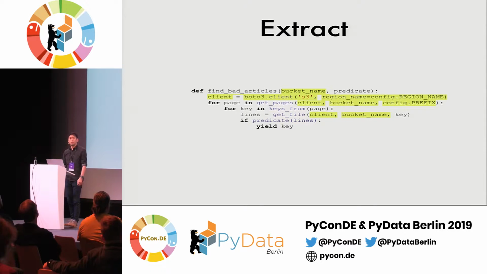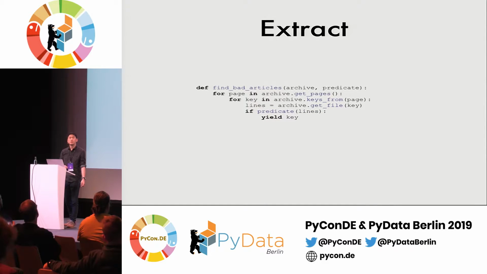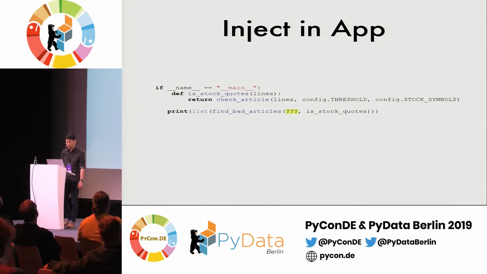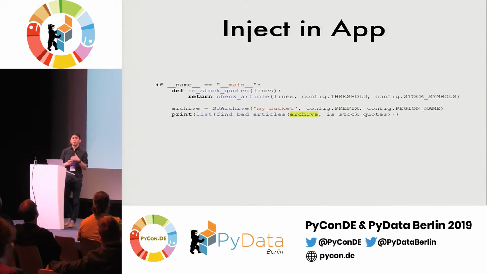So looking at the actual source code, this is the stuff we want to extract. These are all the details that relate to S3. So we pull those out, and then we're going to inject archive. I'm going to take that extracted code, encapsulate it into a class, and reuse some of the other utility functions I defined earlier. Then when it comes time for the app, I just construct the archive instance and inject it.